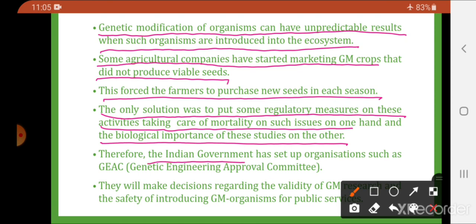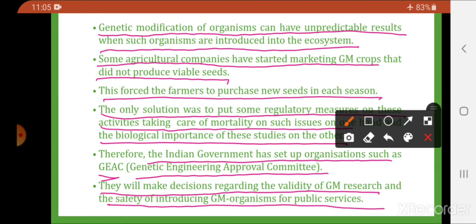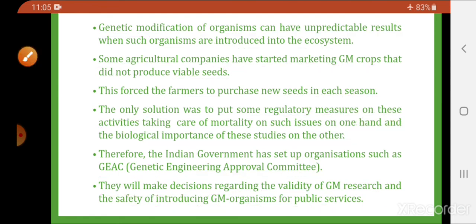Therefore, the Indian government has set up an organization such as GEAC, that is Genetic Engineering Approval Committee. यानी जो भी मैनिपुलेशन करते हैं और उसका स्टडीज़ करके कोई भी प्रोडक्ट को कमर्शियलाइज करना है तो GEAC का अप्रूवल इम्पॉर्टेंट है. They will make the decisions regarding the validity of the GM research. कोई रिसर्च करना है तो भी उनकी परमिशन लेनी है, and also the safety of introducing the genetically modified organisms for public services.